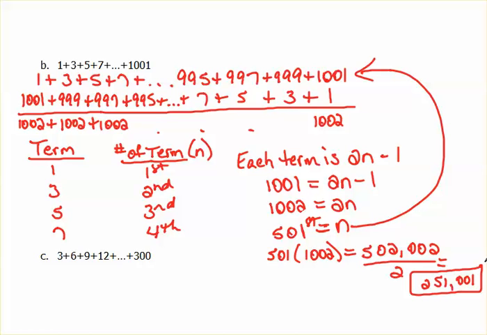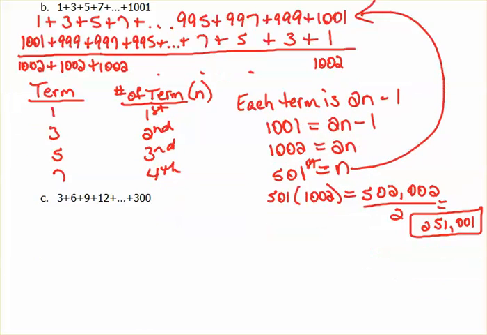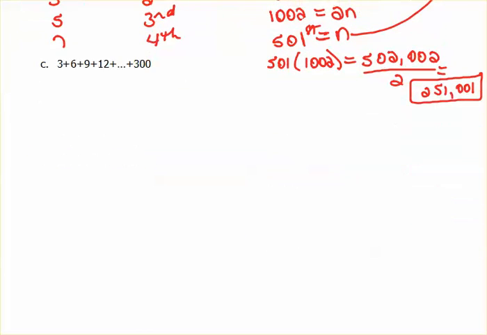So if I sum up all the numbers between 1 and 1001, but I'm going up by 2 each time, that would actually equal 251,001. Sorry, I said that incorrectly. I'm kind of losing my mind here as I go. Okay, let's try one more because that might have been a little confusing.